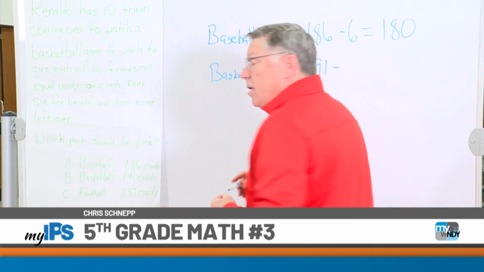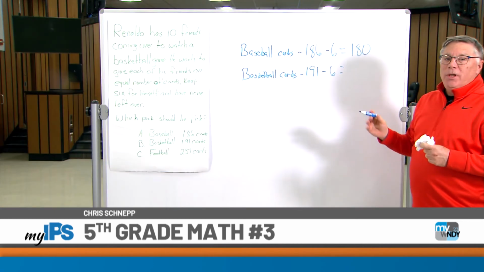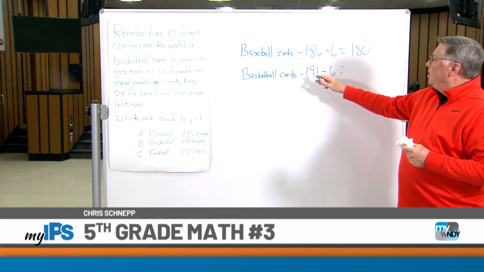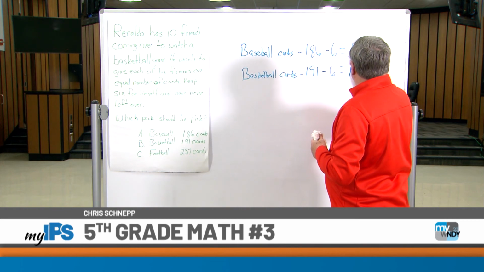And there's 191 of them. I want to subtract 6 again from that. So as we look at the basketball cards, we have 191 of them. 191 minus 6 is 185.